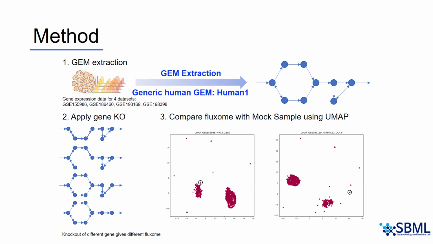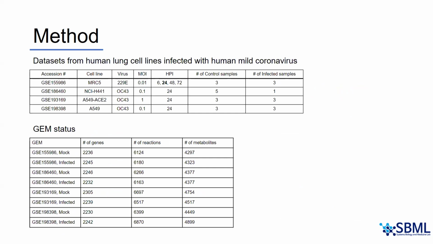First, we extract GEM from four data sets, and we apply gene knockout simulation and compare fluxome with the mock sample using UMAP. So we can find which gene knockouts can restore the metabolism similar to the mock state. So these are four data sets which have human lung cell lines with the human coronaviruses, and we extracted two GEMs from each data set, one for mock and one for infected.